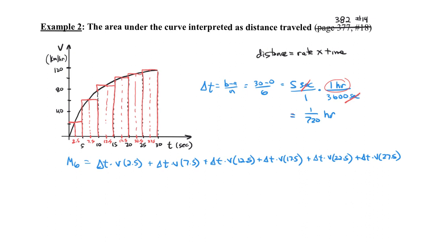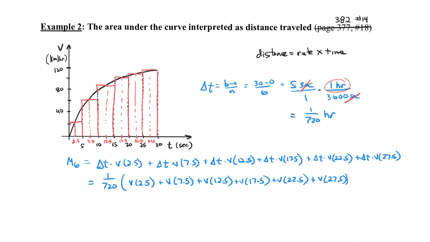Okay, and then of course we could factor out delta t. But just to save a step, instead of writing delta t, I'm going to write it as this, right? It's 1/720th. So I'm going to factor out delta t, or 1/720th. And then we'll just have the velocity at each of these midpoints that we need to calculate. It's a little bit tedious, right?